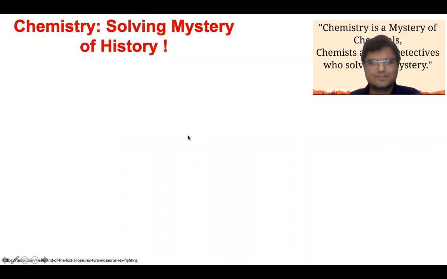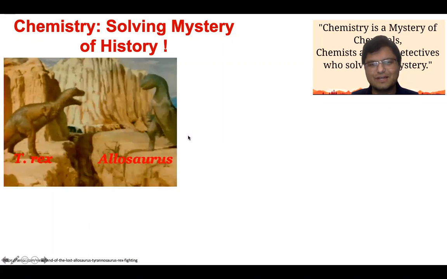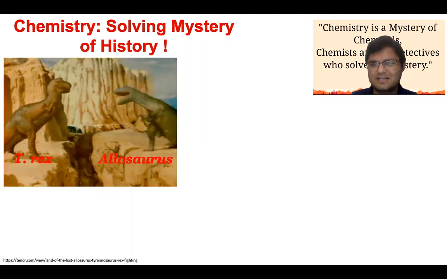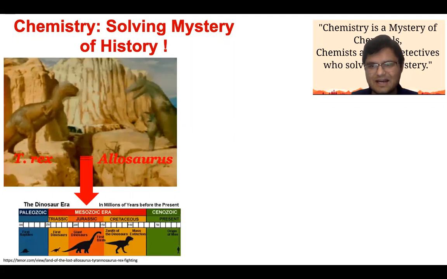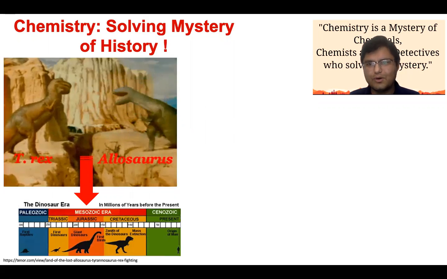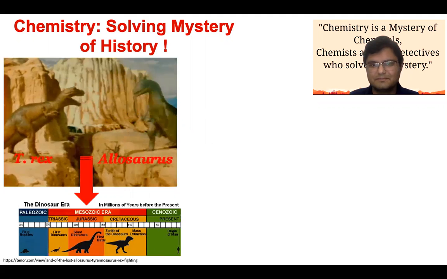How chemistry is used to solve various mysteries. Imagine you have a question in your head: whether T-Rex ever fought with Allosaurus or not. These two are known to be the deadliest dinosaurs ever to walk on Earth. Now, is there a way to know? The way to know is to go back in time to the dinosaur era. But how do scientists determine these events?